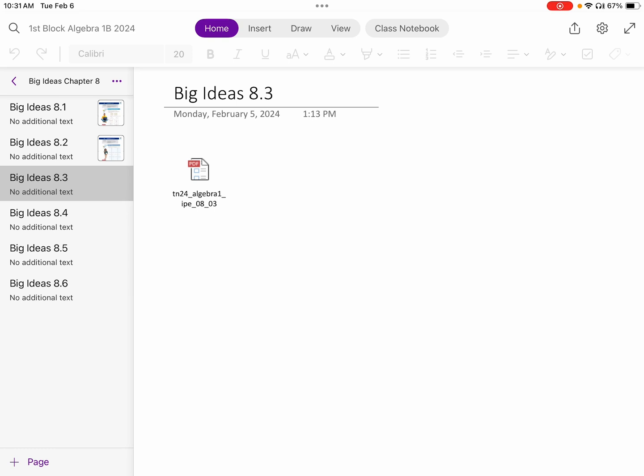Today we're starting Big Ideas Lesson 8.3. As you see on the calendar, this is actually a 2-day lesson, so it will take us today and tomorrow.